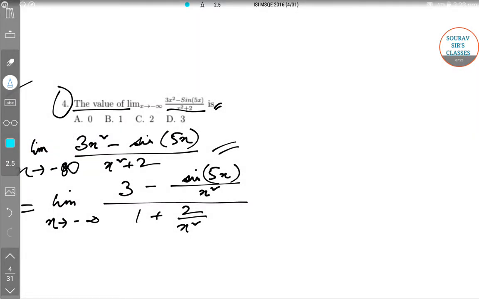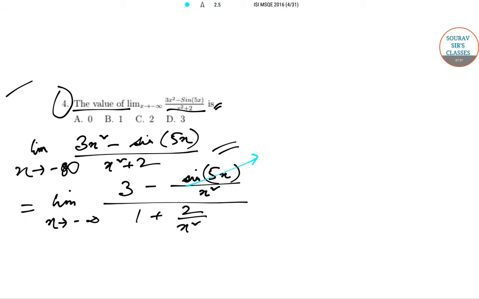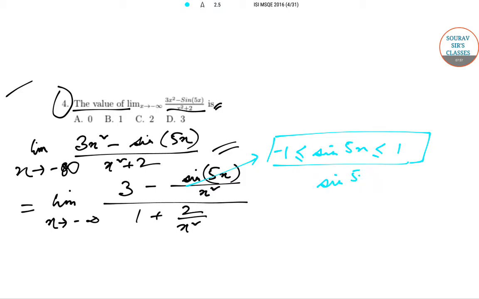Now we know that for any value of x, sine of 5x always lies in the range minus 1 to 1. This is the range where sine of 5x lies. So if we divide any such number by x square where x tends to minus infinity, in that case sine of 5x by x square tends to 0 as x tends to minus infinity. Basically we can write like this.